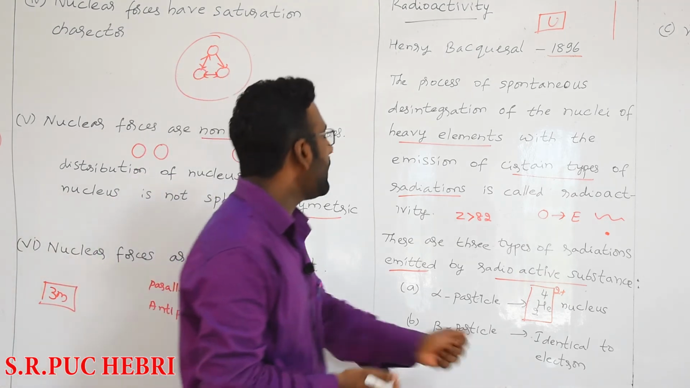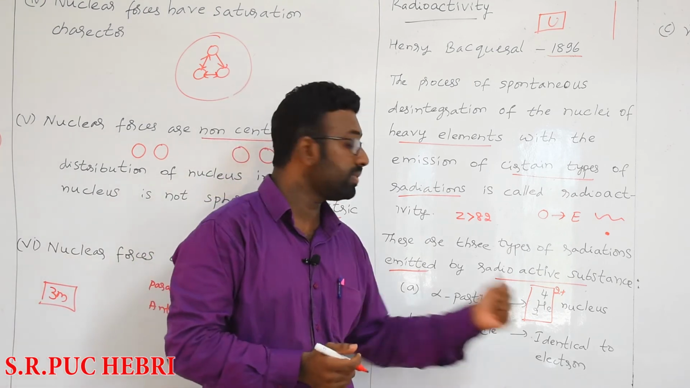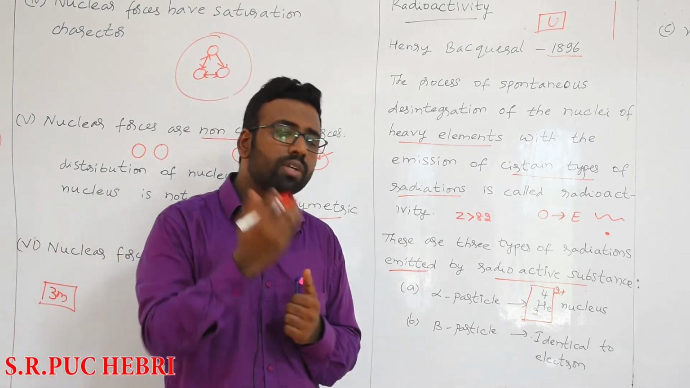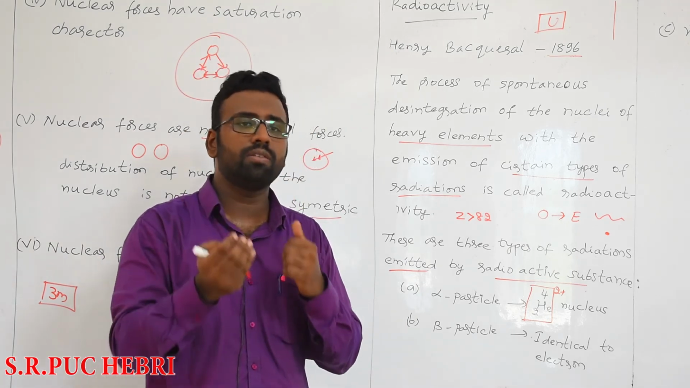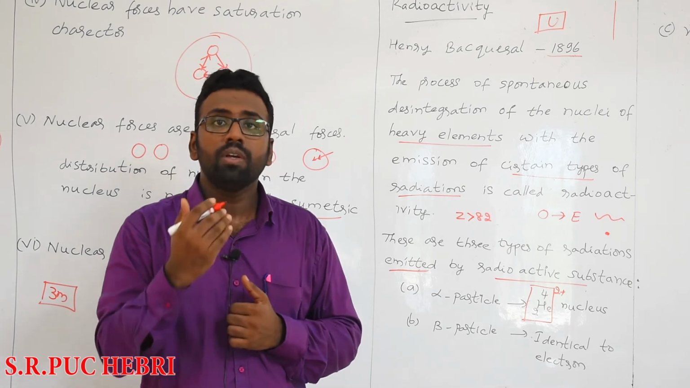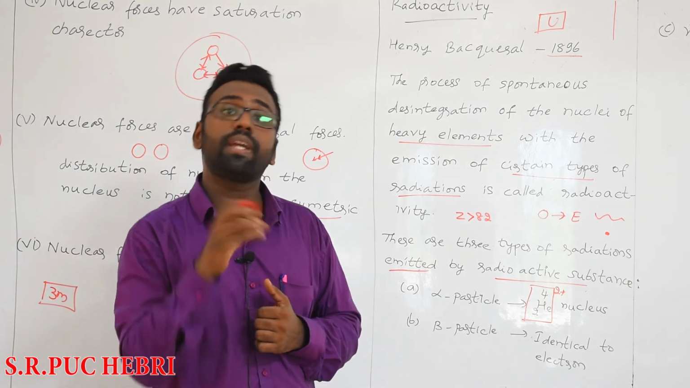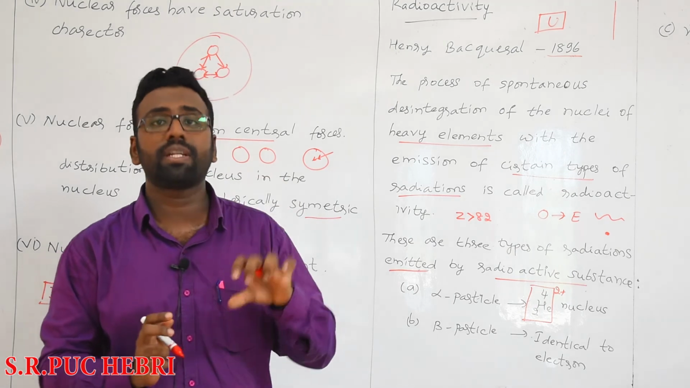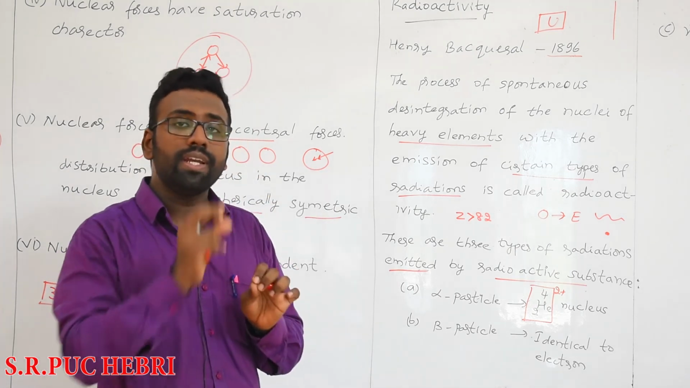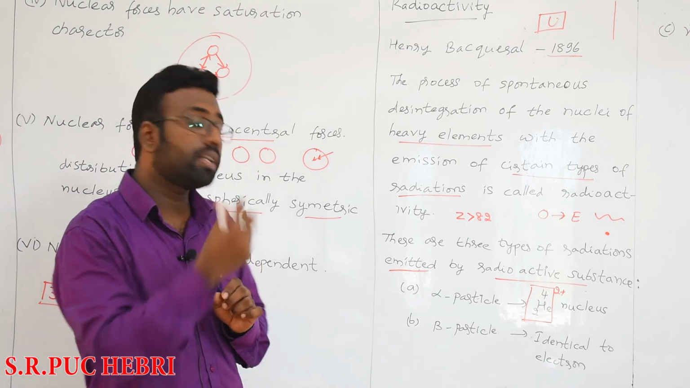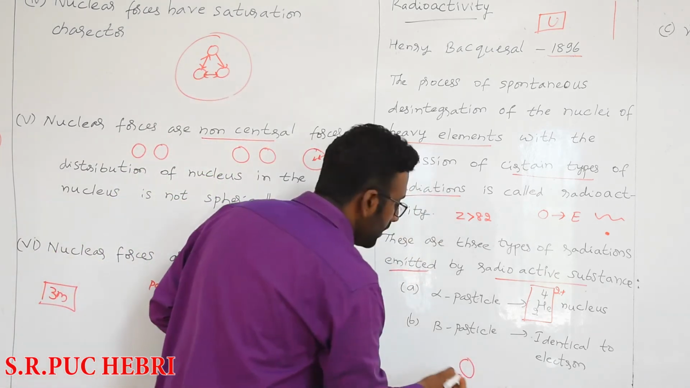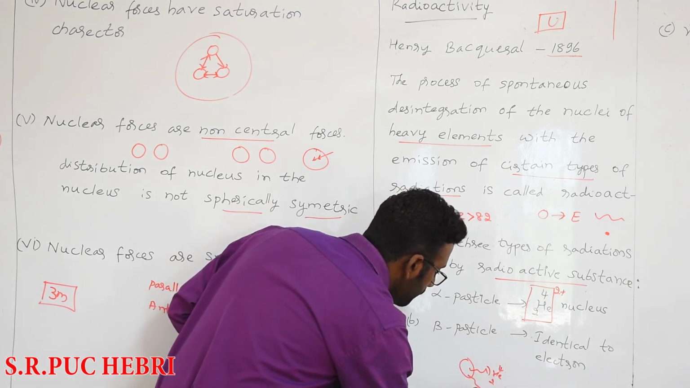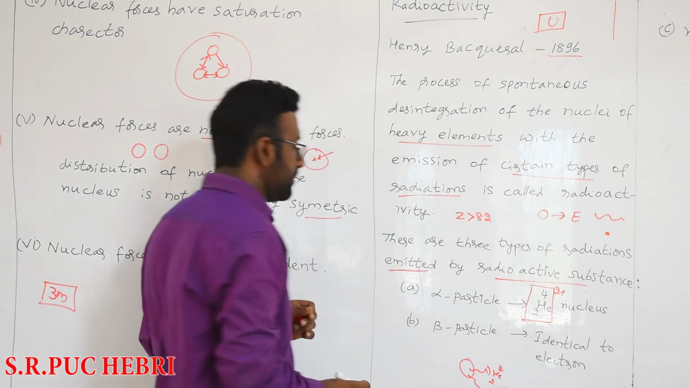Next one, beta particle. A beta particle is a kind of particle identical with the electron. There are mainly 2 types, beta positive and beta negative. We usually go for beta negative, but we don't study much about beta positive here. That's the reason why we consider beta as a negative particle. It is not actually an electron, it is identical to an electron, but it comes from the nucleus. So all the particles, alpha or beta, come from the nucleus.